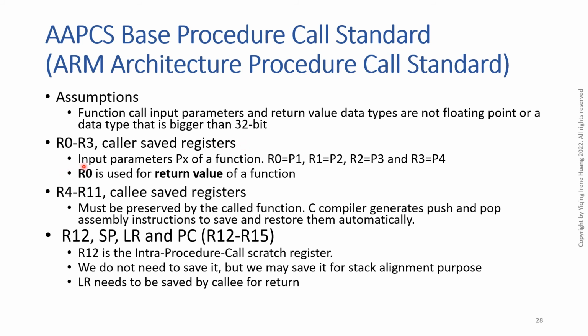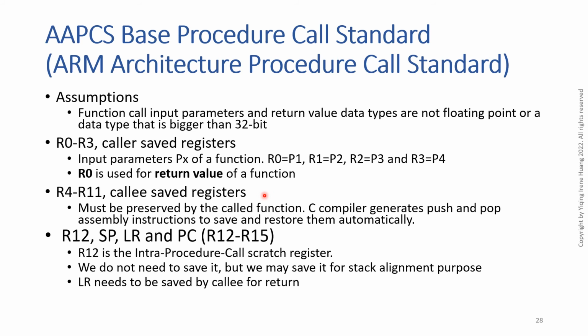And for the input parameters of a C function, the first input parameter goes to R0, the second goes to R1, and so on, up to 4 input parameters. In this lab, all our functions have less than or equal to 4 input parameters. R0 is used for the return value of a function.